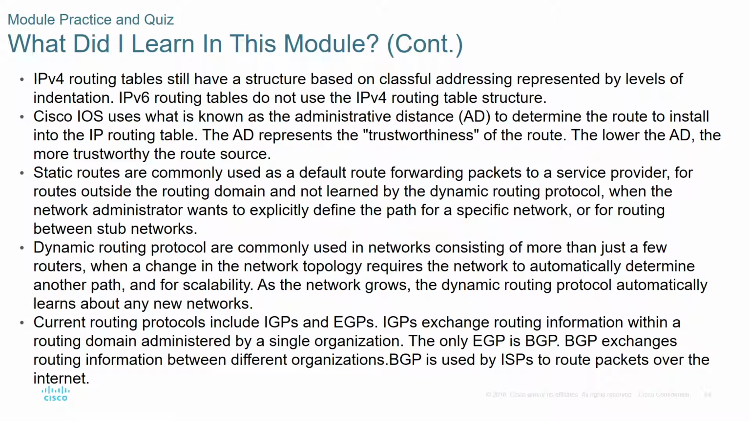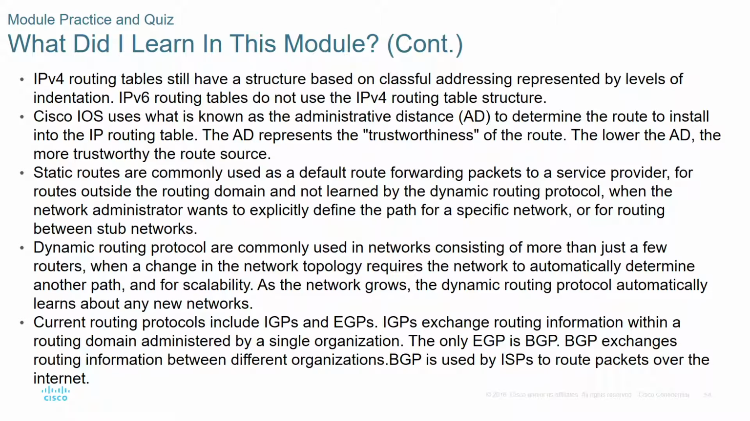IPv4 routing tables still have a structure based on classful addressing, represented by levels of indentation. IPv6 routing tables do not use the IPv4 routing table structure. Cisco IOS uses what is known as an administrative distance, or AD, to determine the route to install from an IP routing table. The AD value represents the trustworthiness of a route. The lower the AD, the more trustworthy the route source.